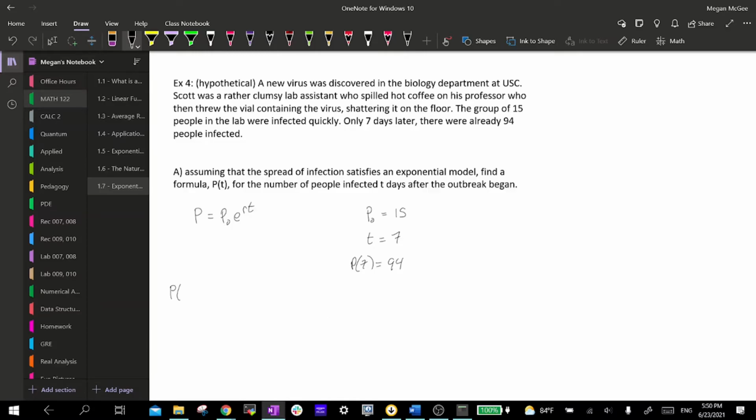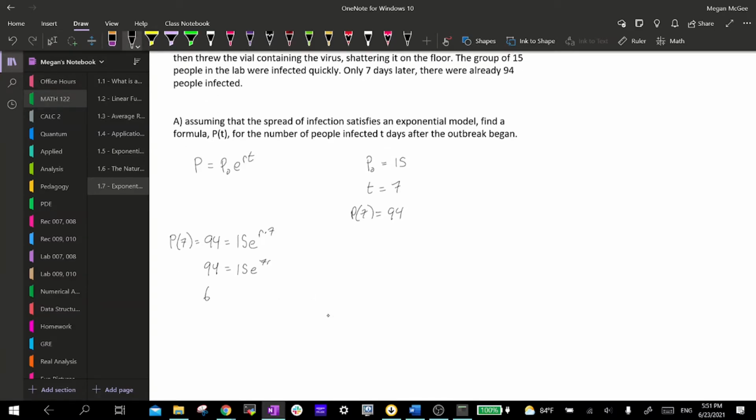So let's go ahead and plug in what we know. We know P of 7, well, that's 94. And we can plug this into our equation. So that's our P naught, which is 15, times e to the r. We don't know what r is, but we know t is 7. So we have 94 is equal to 15e to the 7r. We can divide both sides by 15. We get 6.27 is equal to e to the 7 times r.